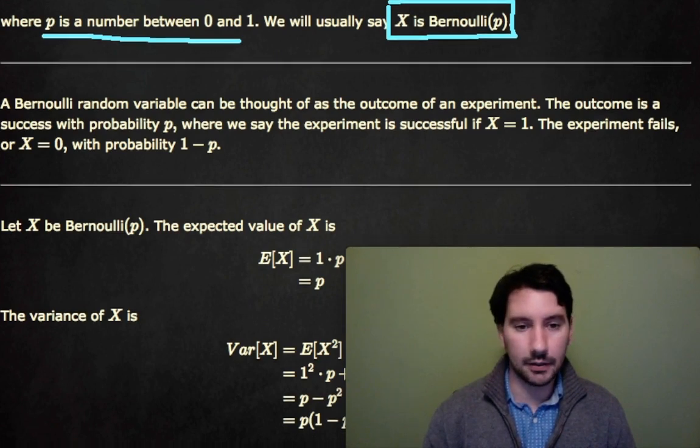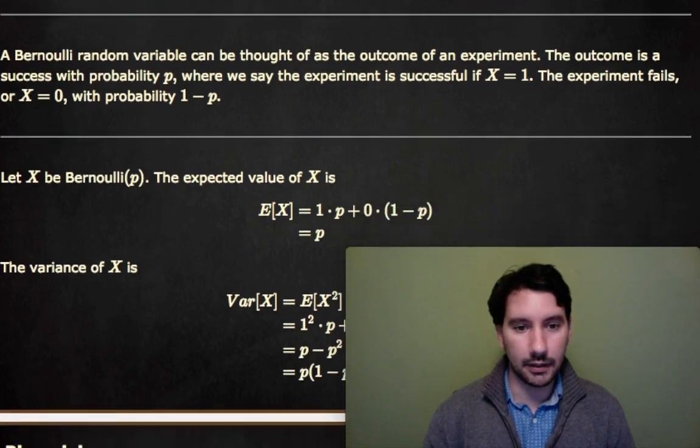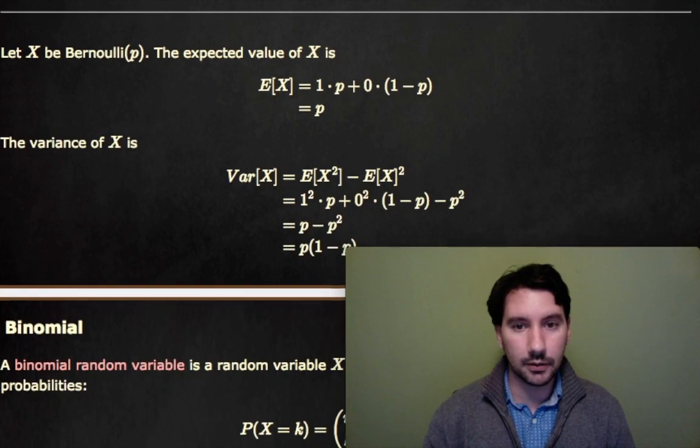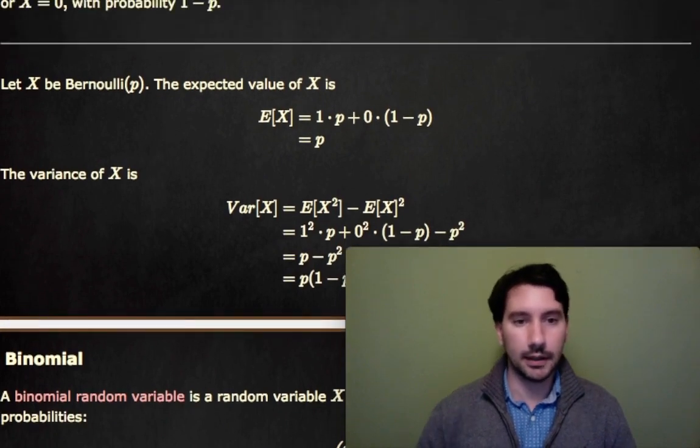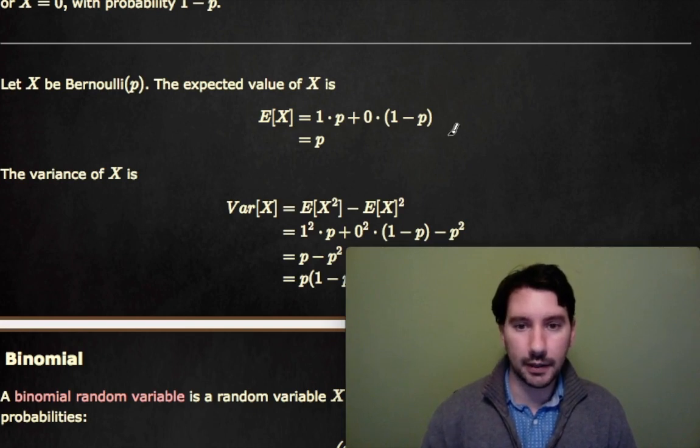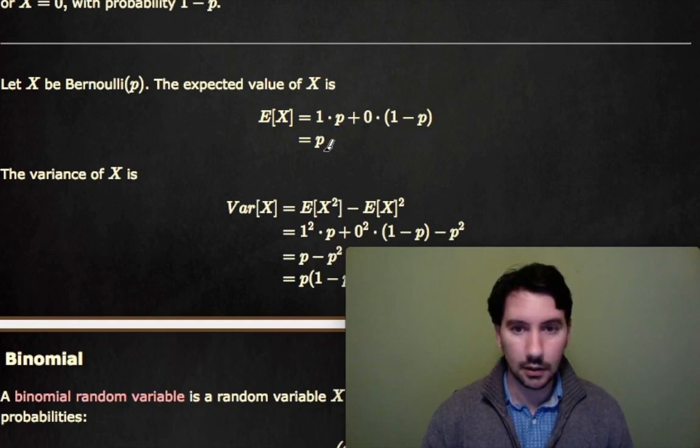We're going to find the expected values and variances of these random variables. So first up, I guess, is the Bernoulli random variable. The expected value of x is 1 times p plus 0 times 1 minus p. So it's 1 times the probability it's 1 plus 0 times the probability it's 0, which is just p. So p is the expected value of x.